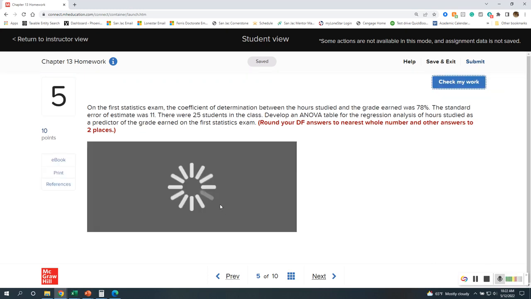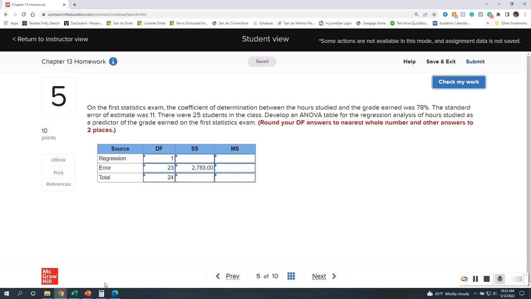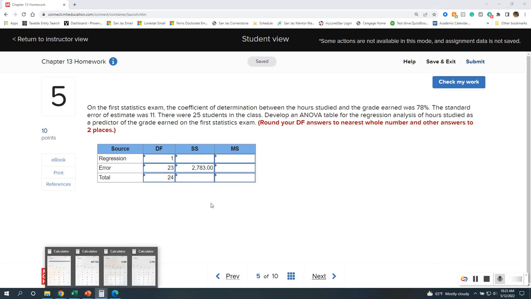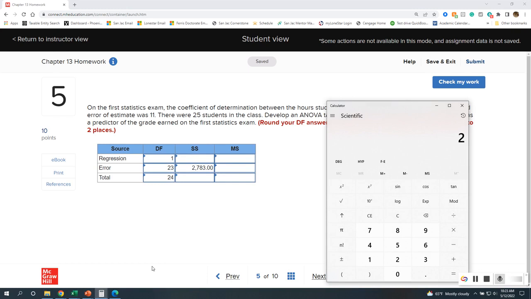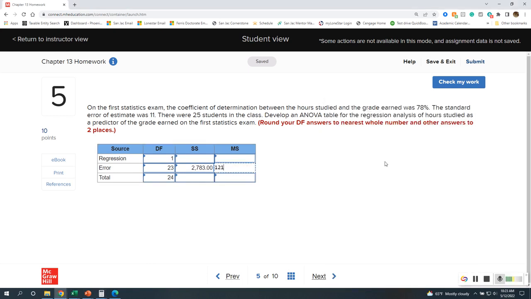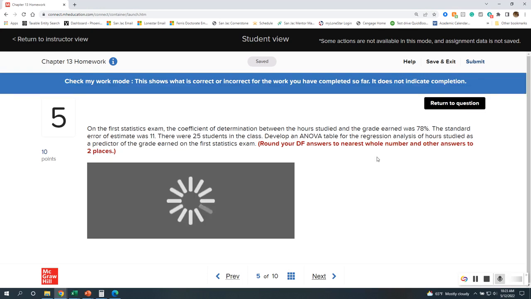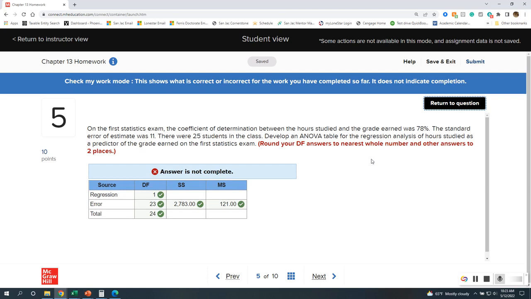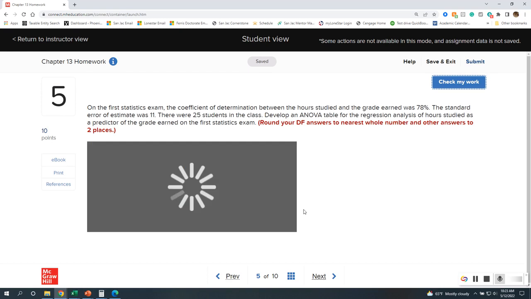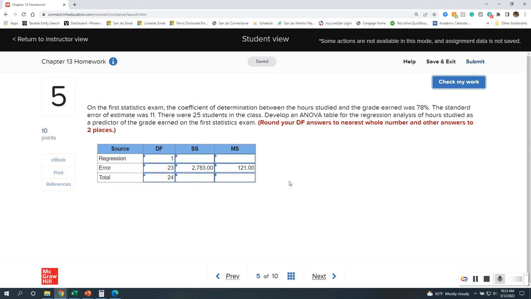And find our MS. That will be, calculator, 2,783 divided by 23, or 121, just to make sure. Okay, so check, and there we go. Okay, so that's solved 1. Now, we have to figure out the coefficient of determination to create the SS total.